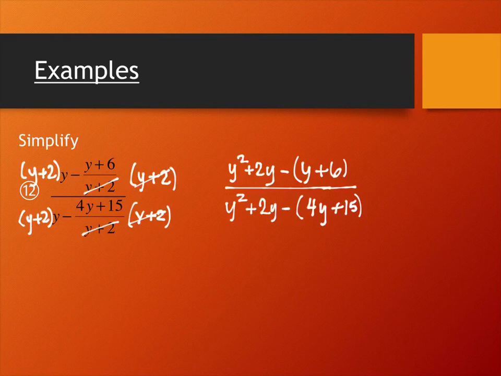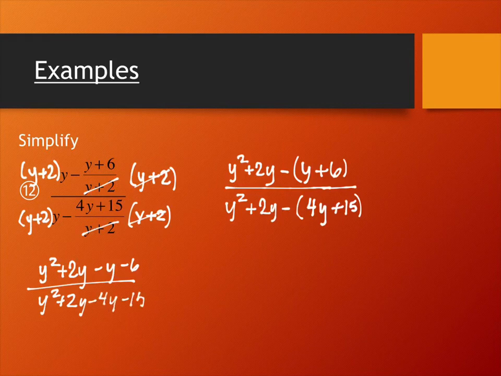It's still not done, but it looks better than it did before because I don't have fractions inside of fractions. I do still need to distribute those negatives, combine like terms, and check to see if there's any factoring and reducing that can be done afterwards too. So I'm not done by any stretch of the imagination, but I've made some headway. So I have y squared plus 2y minus y and minus 6. And then y squared plus 2y minus 4y and minus 15. So that's the distribution.